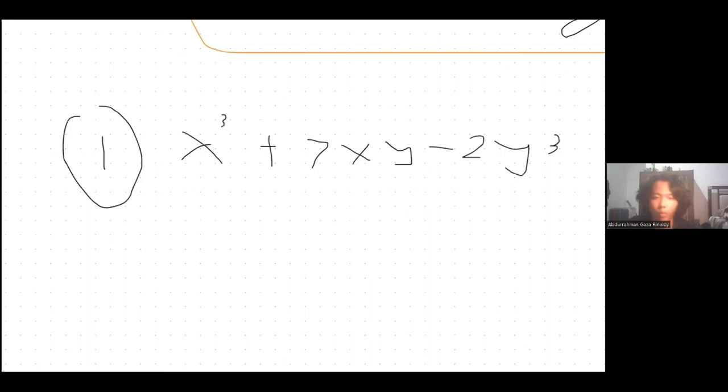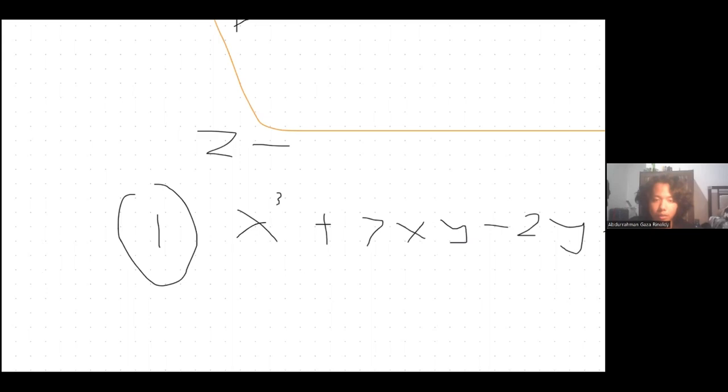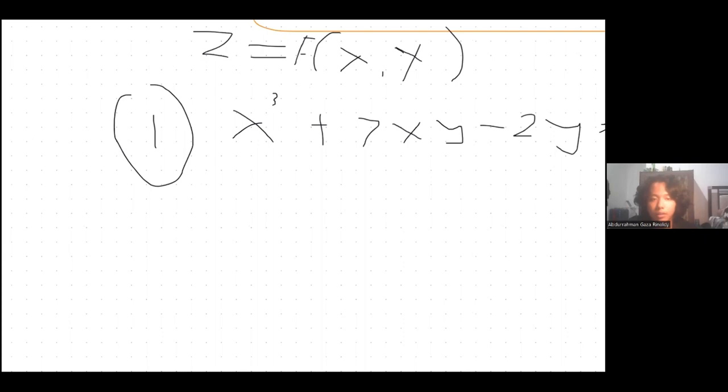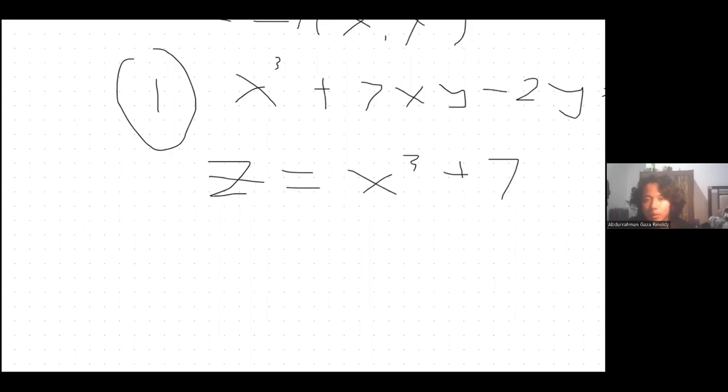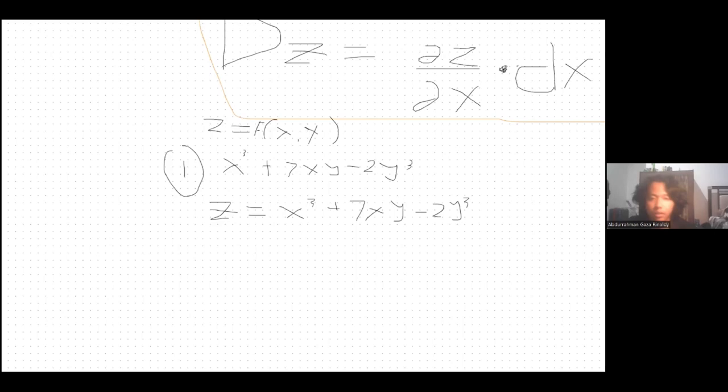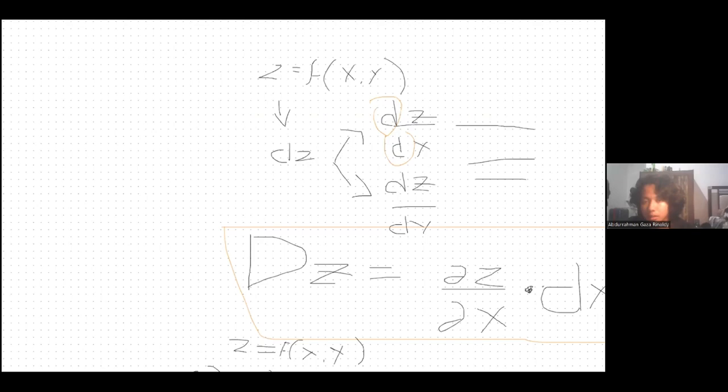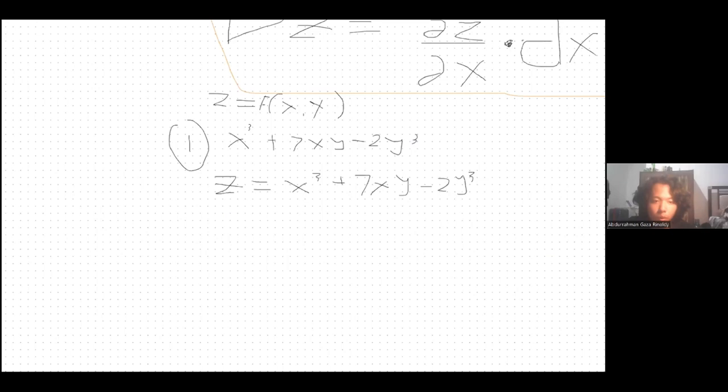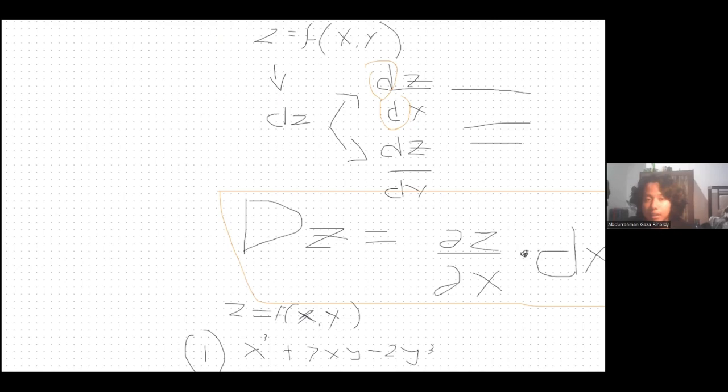So this is the z function for the f again, with x and y. I forgot to write it like this. So what we must do is write again the z function, equal to x³ plus 7xy minus 2y³. Remember, because this has two different variables, we need to do it twice, ∂z/∂x and ∂z/∂y. The first one is x first. We use ∂ because z has two variables.